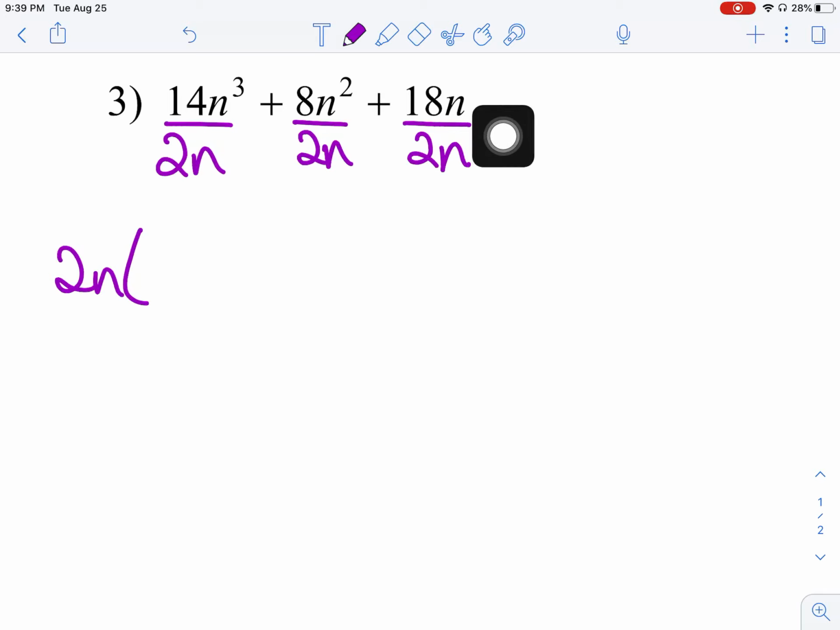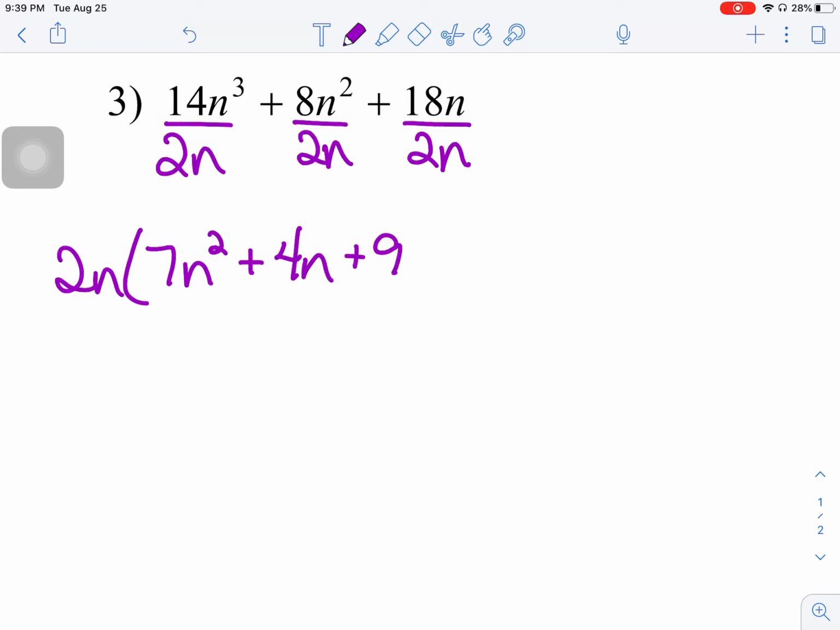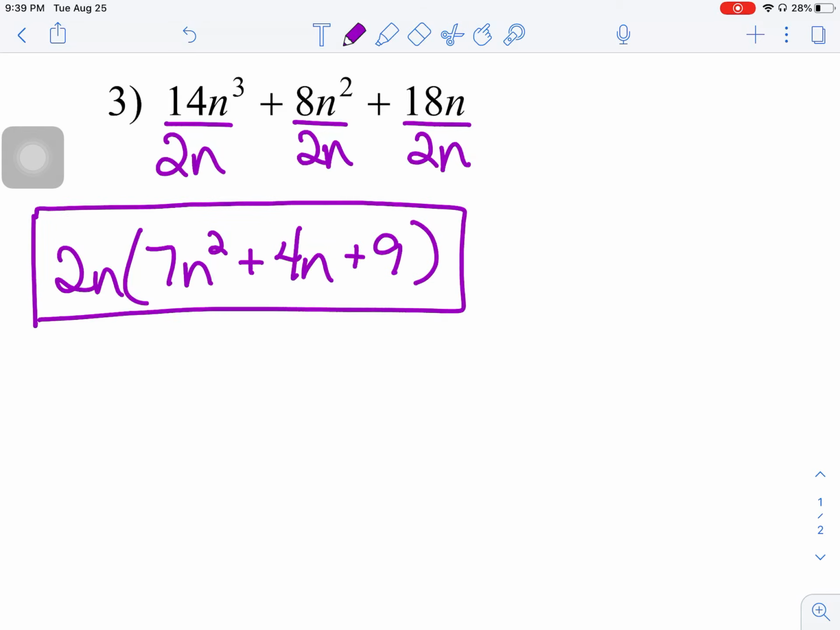And I like writing these as little divisions, little fractions, to remind myself that I need to divide. So I'm going to take 14n cubed divided by 2n. I would have 7n squared. I'm going to keep going across and dividing. So plus, that would be 4n, and then plus 9. No more n's at the end. We divided it out. So that's the factored form.